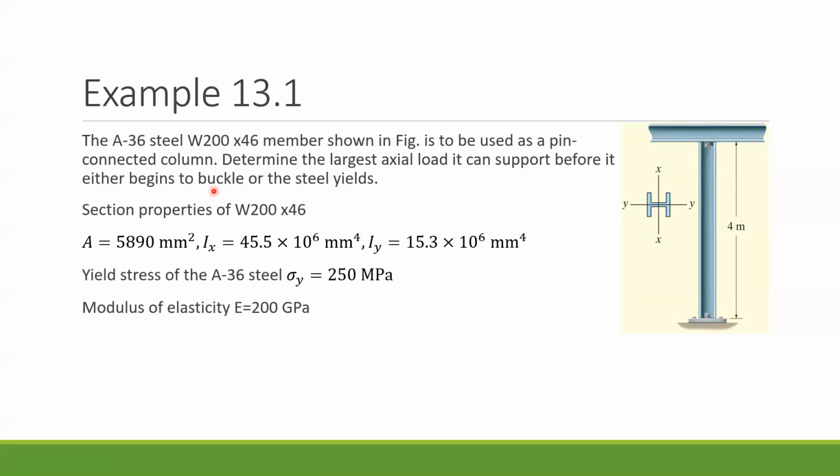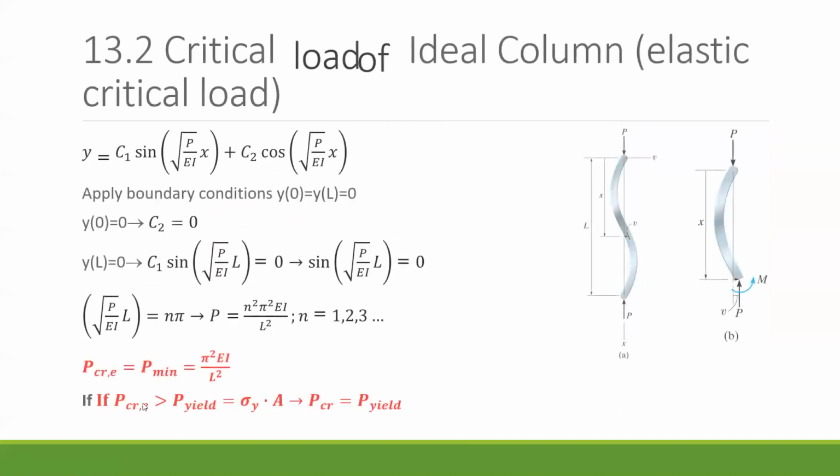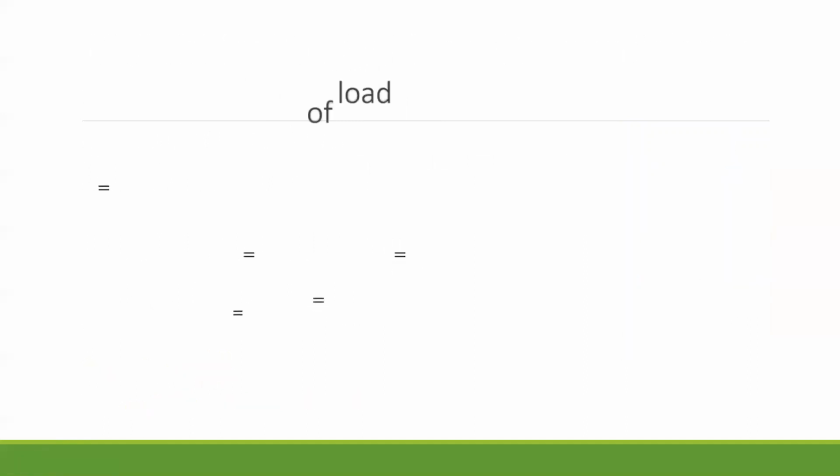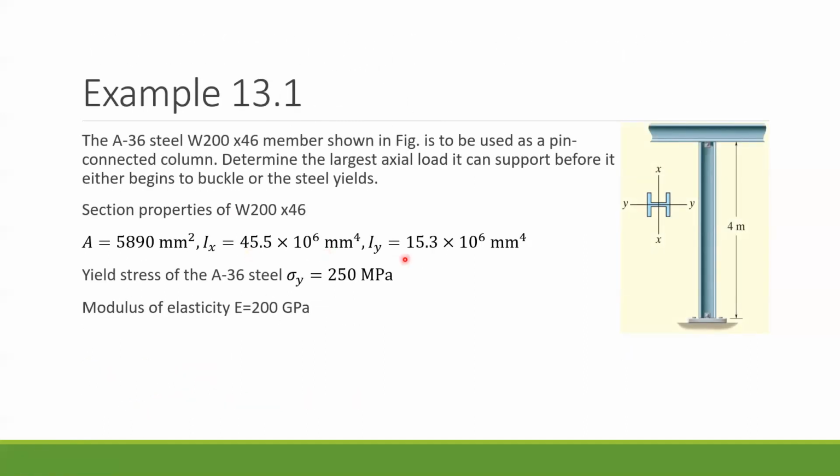So we have a critical force for buckling and yield. Which one is smaller? We will take this value. Also, the cross-sectional properties of the double section are given. In the previous formulation, we have P equals pi squared EI over L squared. In this question, we have two I values, two moments of inertia. So which term should we use? The answer to the question is hidden in my previous words.